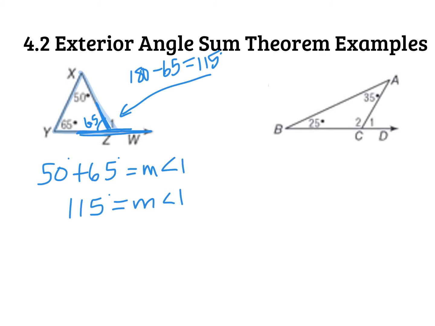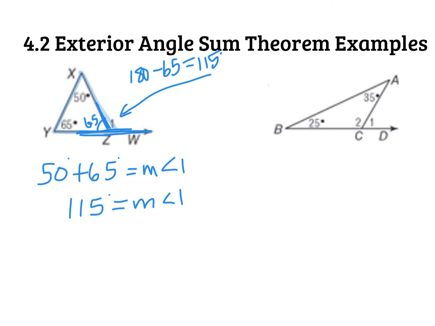Now, obviously that's more work. You have to add them, subtract it from 180, and then subtract it from 180 again because they form a linear pair. But if you're having trouble with the exterior angle sum theorem, the interior angle sum theorem also works. Let's look at this other example on the right.